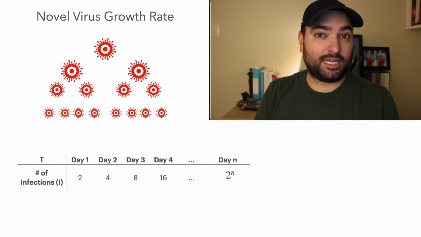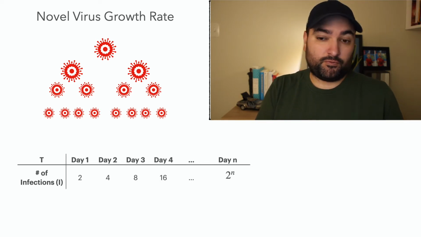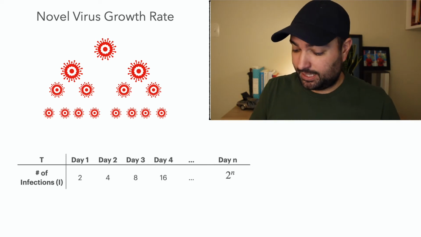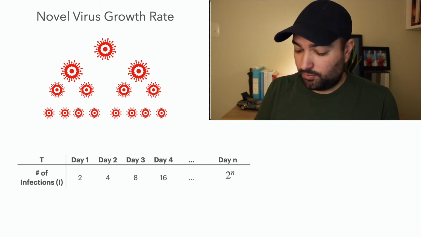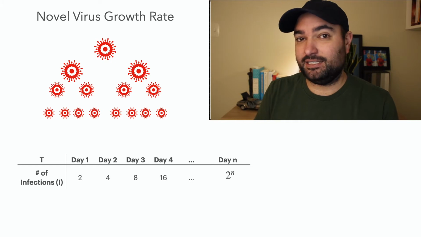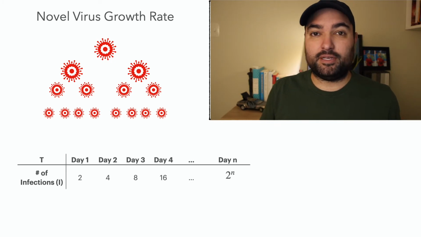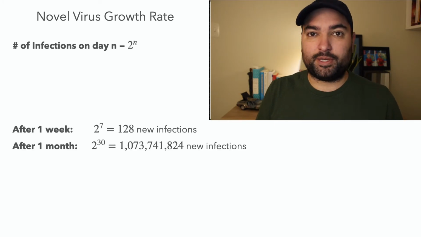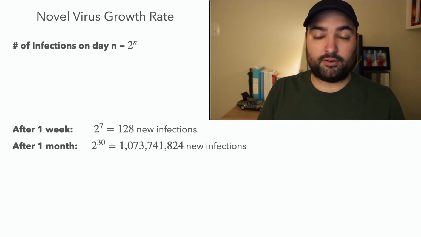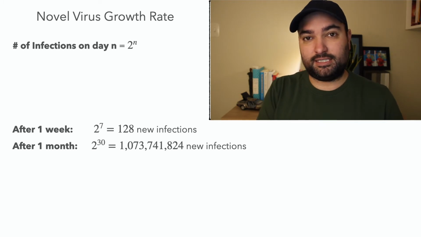Alright, now we can take this growth rate and put it into a table, and then we can form a rule for that table, and we can say that after n days, the number of new infections would be 2 to the power of n. So how many new cases will we have after a week? And how many new cases could we expect to have after a month? Well, using our rule, we can plug the number in. So after a week, that's 7 days. So we say 2 to the power of 7 is 128. So that would be 128 new infections on day 7.